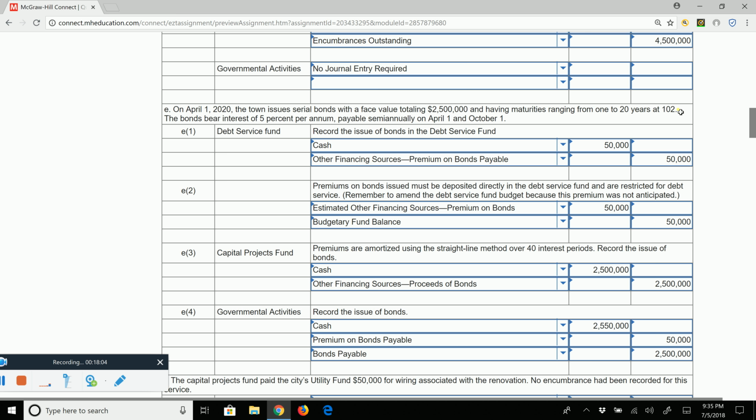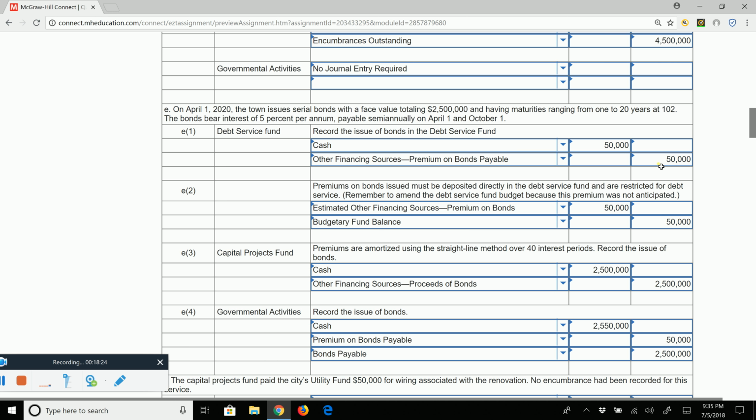Now, the 2% premium, 2% of $2.5 million is $50,000. That is going to be diverted into the debt service fund. Debit cash, credit other financing sources. Now, this is surprise found money. We weren't expecting this. We didn't budget for it.